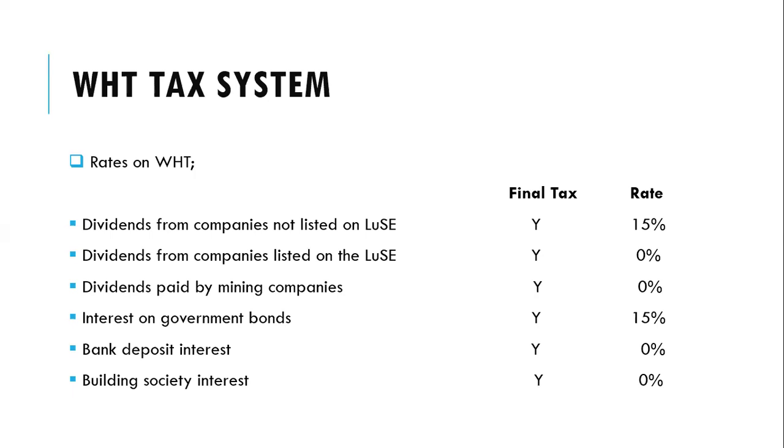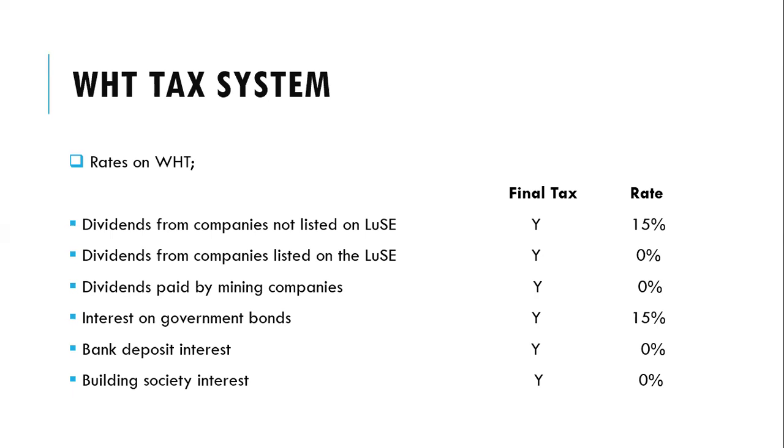So you need to know this because in the exam, you're not given these rates. You have to remember. You're just told the company received dividends from a mining company. What is the withholding tax that's supposed to be charged there, right? So for mining companies, the final tax, the rate is 0%.